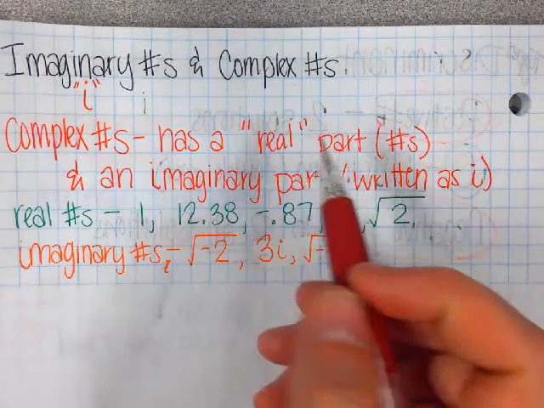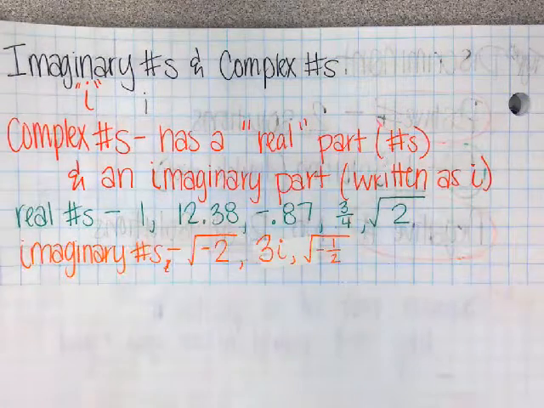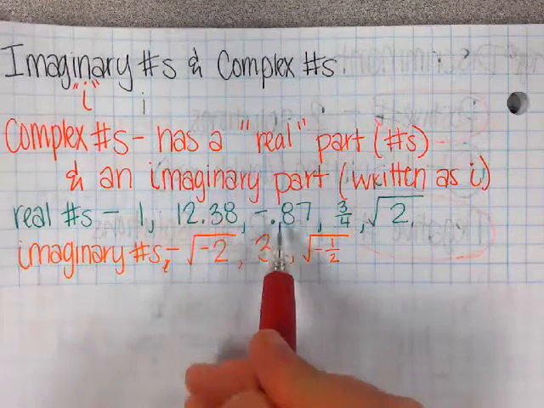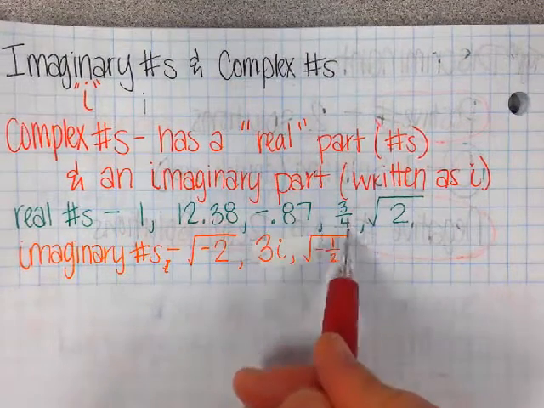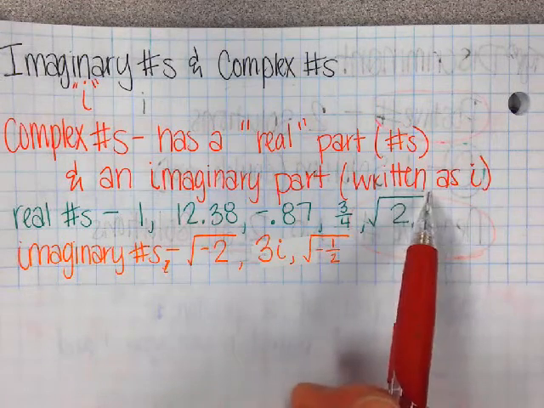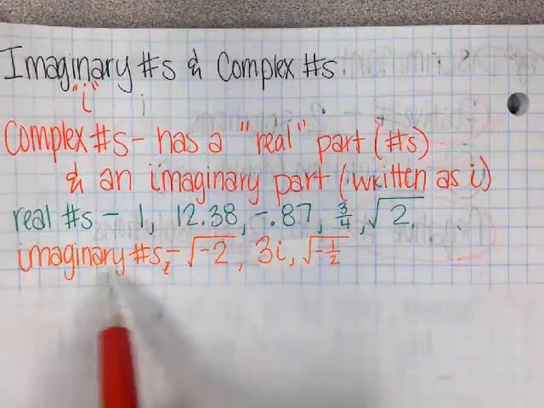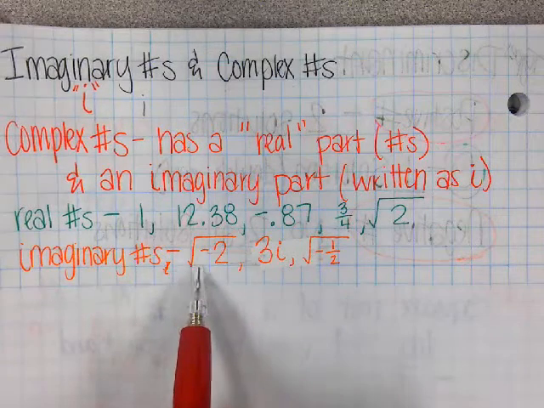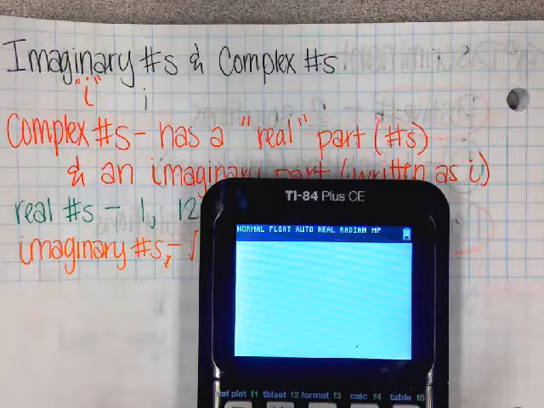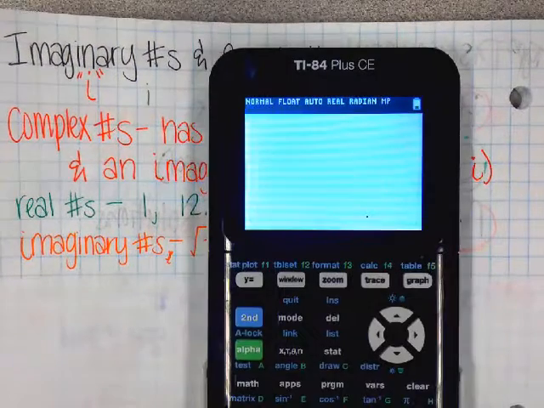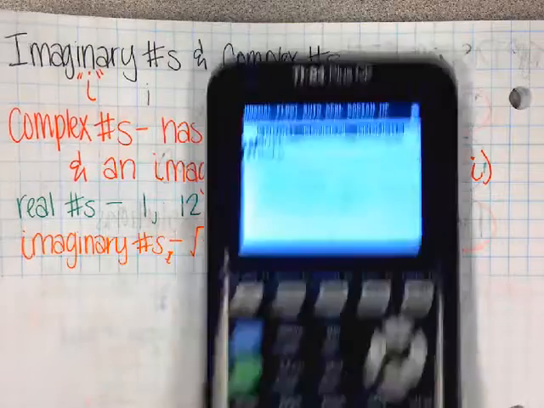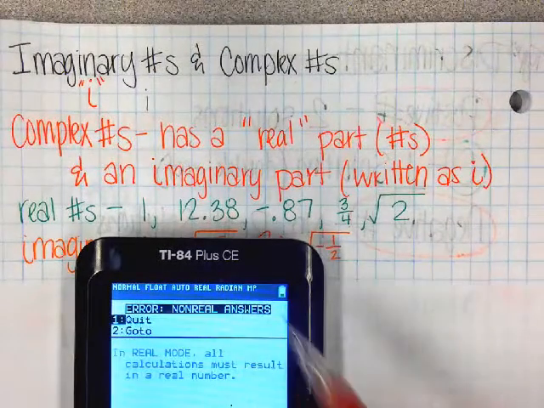That's why it's called complex. A real number is something like 1, 12.38, negative 0.87, 3/4, or the square root of 2. We can find the square root of 2; it will give you a decimal. Imaginary numbers are like the square root of -2. If you try to take the square root of -2 on the calculator, notice it tells you non-real answer.